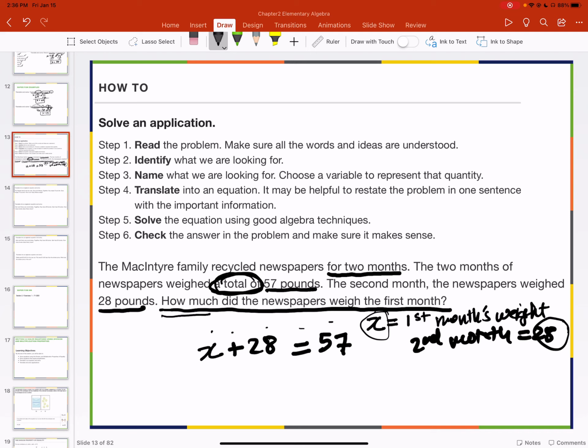It's very nice, okay? So now that we have that, we can go ahead and use subtraction property of equality, right? We're going to go ahead and subtract 28 from both sides. And what does that equal? 57 minus 28, 29. So X is equal to 29.